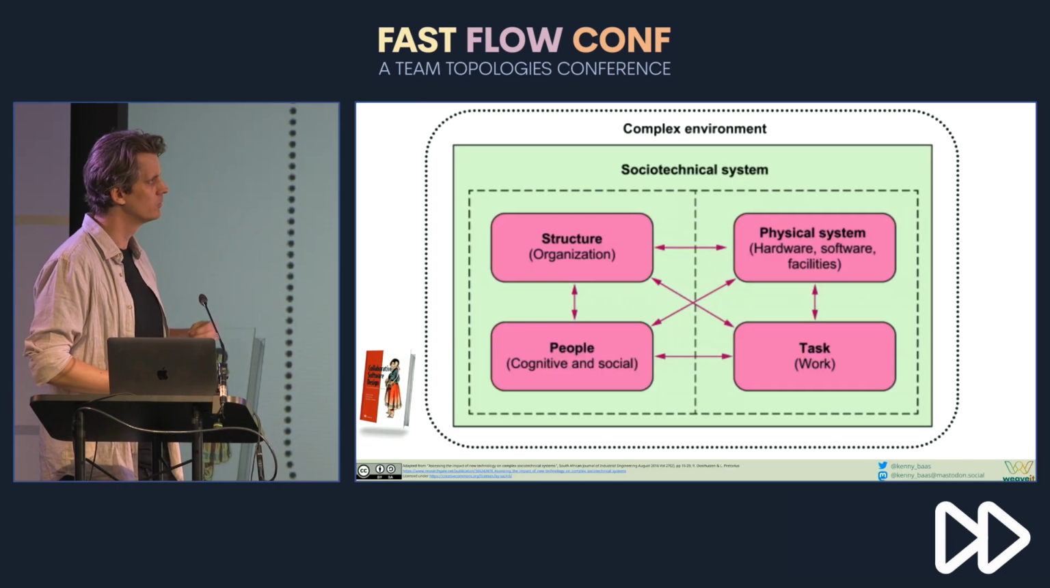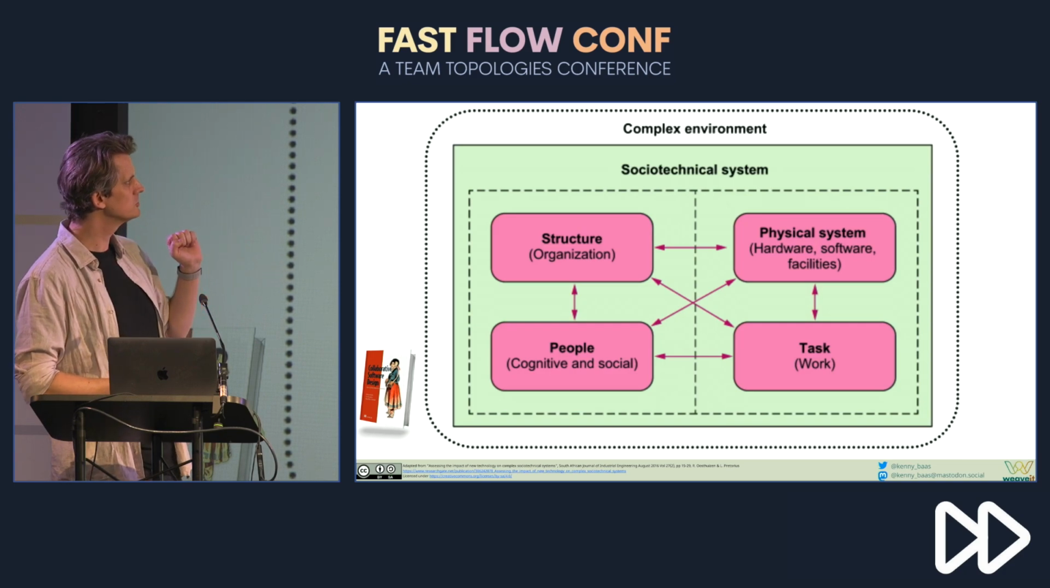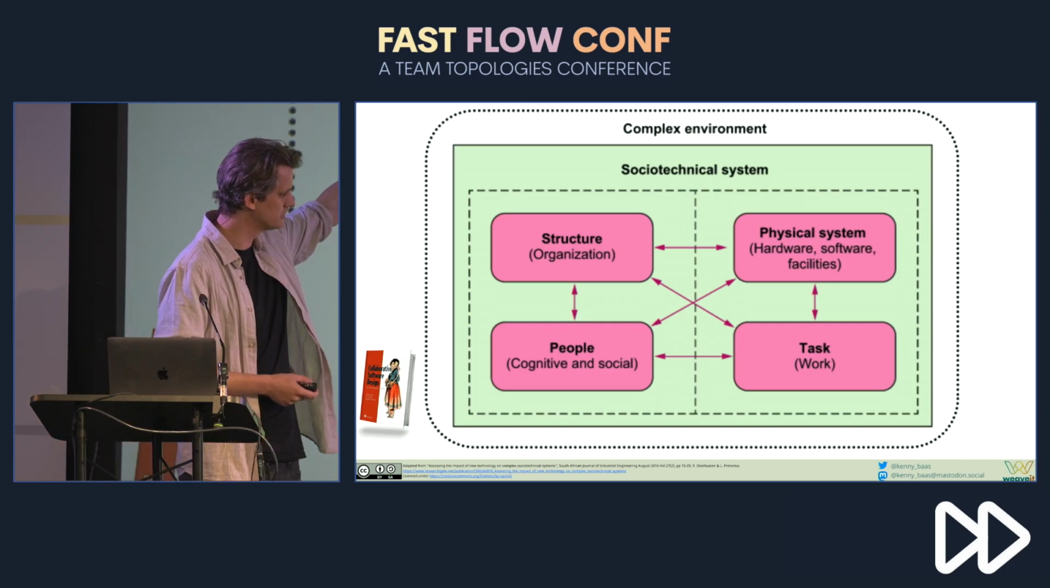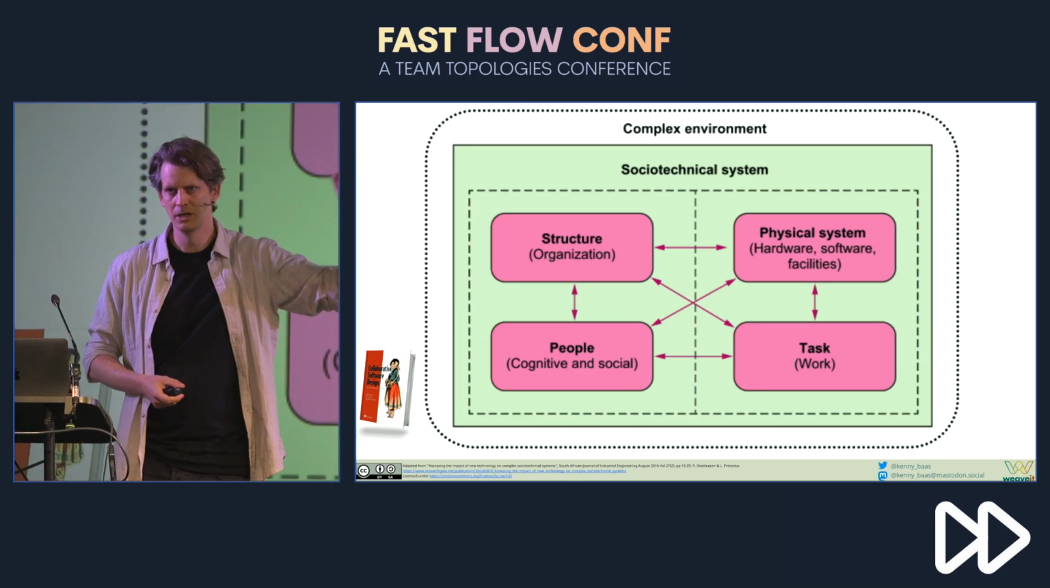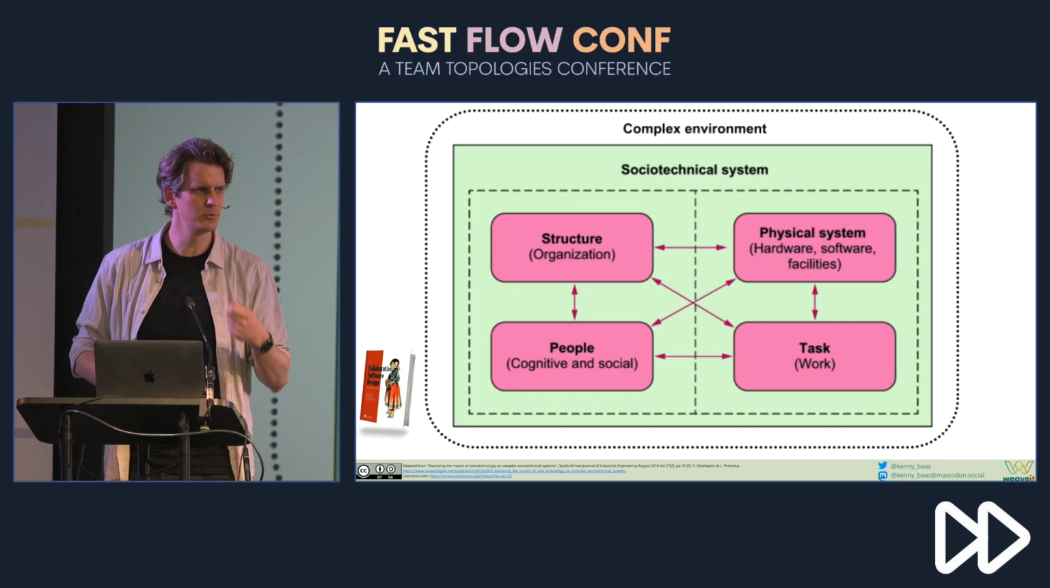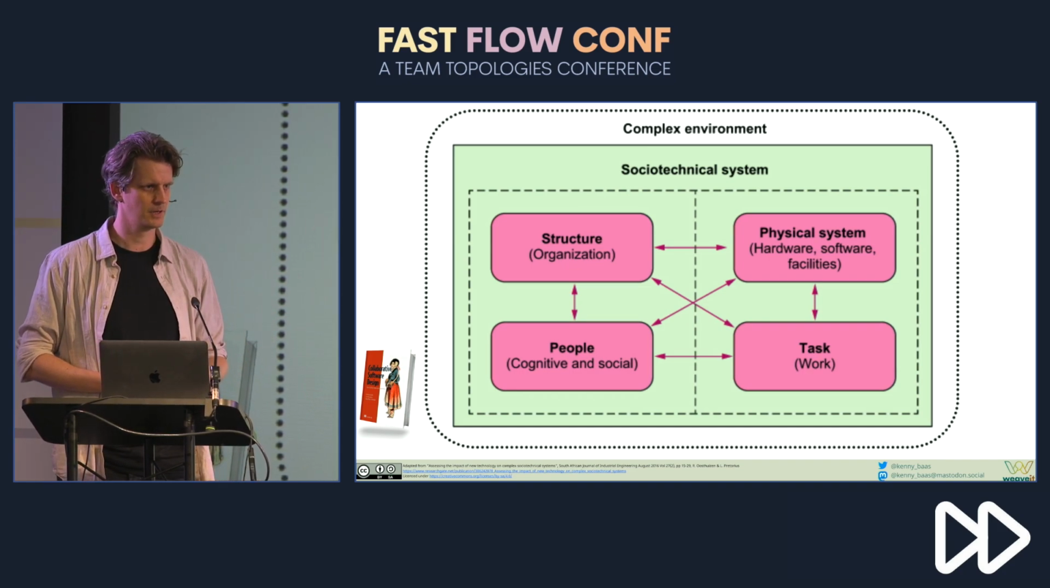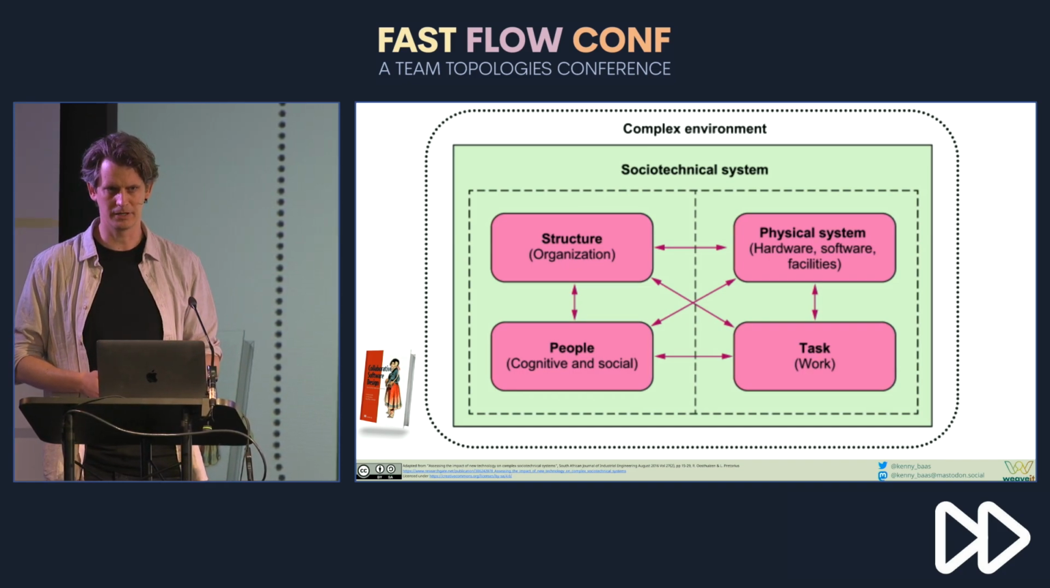In short, when you're in an organization, you have these 4 systems within a sociotechnical system: the organization, the people, cognitive and social, the task, and the physical system. And to make something work, you want to improve all 4 at the same time. And that's what we're trying to do in collaborative modeling together, right?